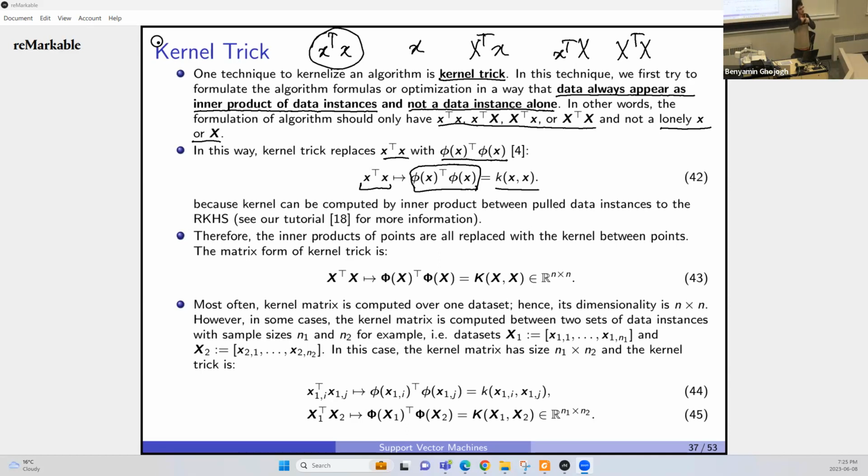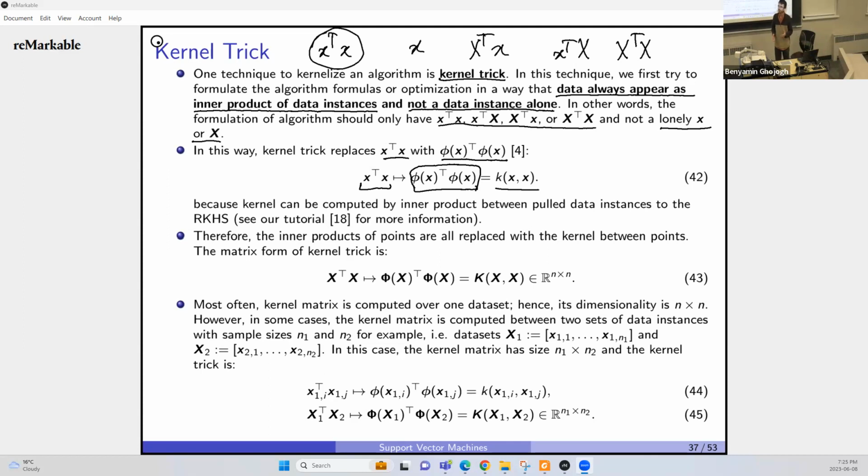When we say X1 transpose X2, X1 is a vector and X2 is another vector. The inner product is a measure of similarity, right? It's a scaled cosine. So it means how similar the two vectors are. When I only have X transpose X in my formulation, it means that my algorithm doesn't care about the data points, where they are. It doesn't care about their exact locations. It cares how similar the data points are with respect to each other.